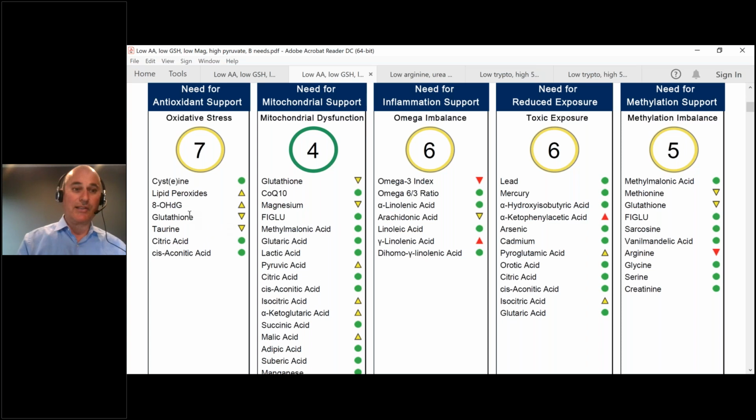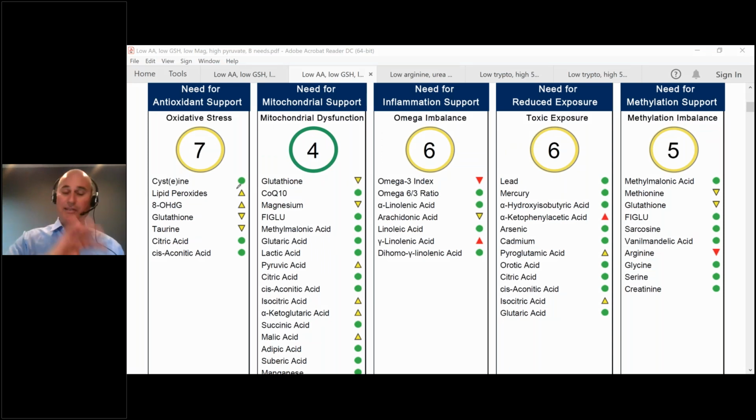All right, so again, glutathione's a little low, taurine is low. Didn't talk a lot about that. 8-OHDG is up. That means there's a lot of oxidative stress. So for this purpose, maybe we can just look at these relationships here on this home page. Let me just try to explain this.